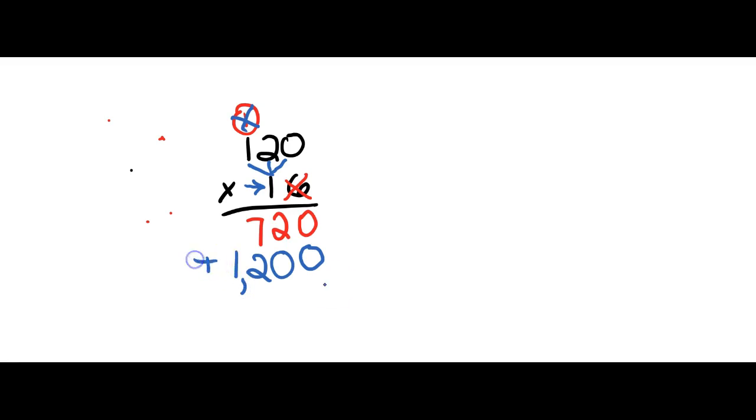To finish it off, now I'm going to add my pieces together. 0 plus 0 is 0. 2 plus 0 is 2. 7 plus 2 is 9. 1 plus 0 is 1. Put my comma in, and I have 1,920.